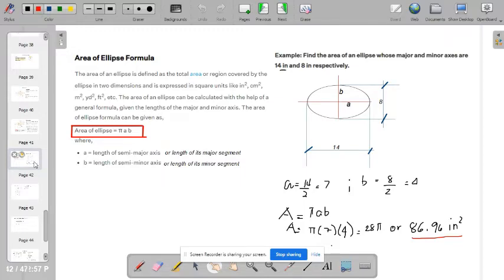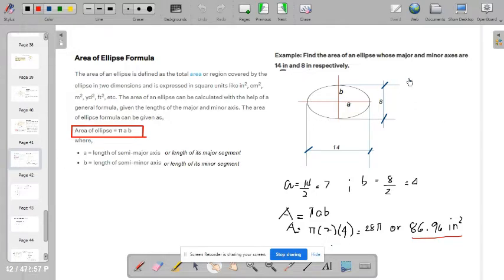Now, the area of an ellipse is equal to pi times a times b. When we talk about the area of an ellipse, it is defined as the total area or region covered by the ellipse in two dimensions and is expressed in square units like inches squared, centimeters squared, meters squared, or square yard, square feet. And the area of an ellipse can be calculated with this formula, given the lengths of the major and minor axes. So let's try an example.